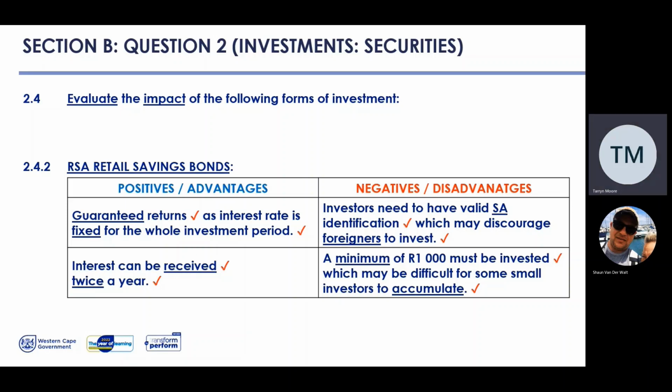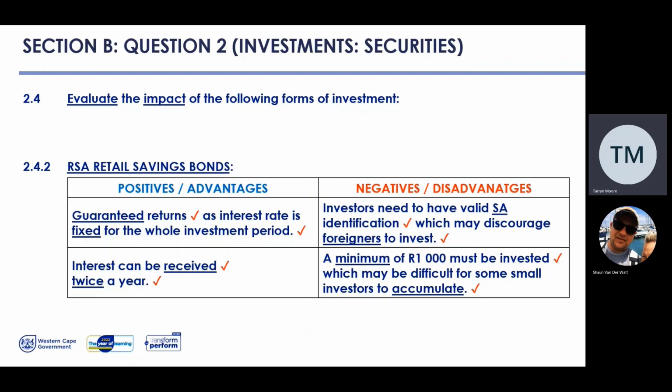investors need to have that SA identification, which may discourage foreigners from investing. And you need to have a minimum of 1,000 Rand that you can invest. Now, if you think of the tough times and how people are struggling, 1,000 Rand is a lot of money, but the RSA retail bonds require a minimum of 1,000 Rand to be invested, which is very difficult for small investors to accumulate.